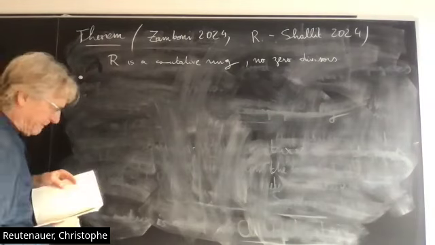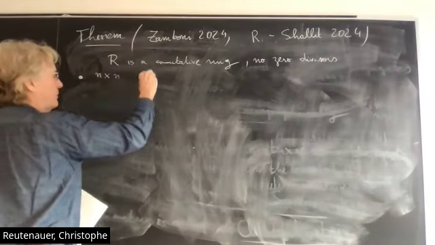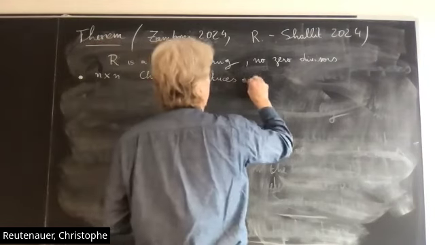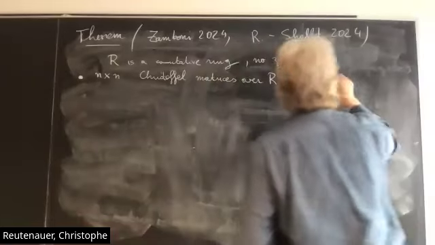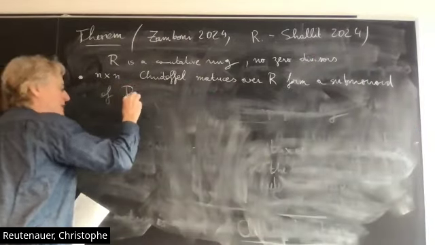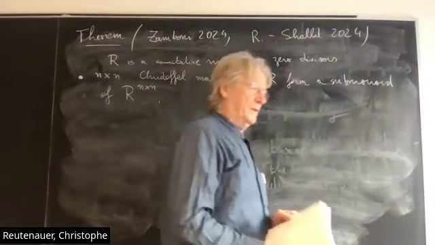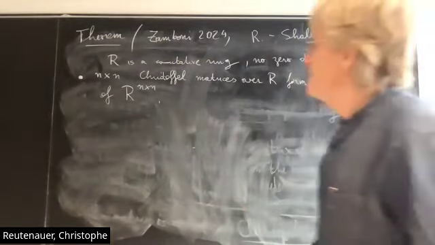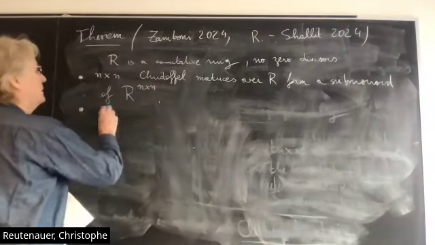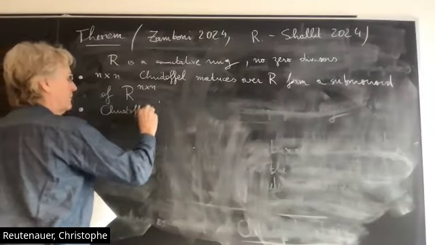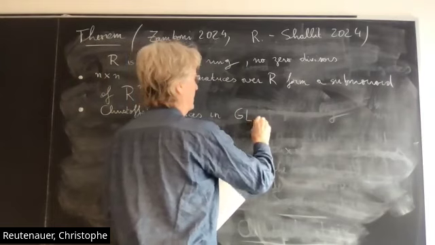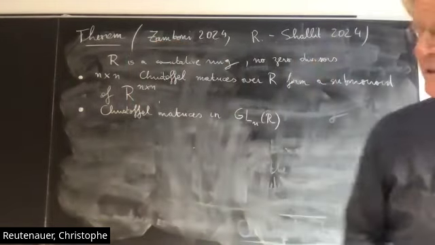So the first statement is that n by n Christoffel matrices over R form a submonoid of the monoid of all n by n matrices over R. If we take the ones which are invertible, the Christoffel matrices in the group of invertible matrices form a subgroup.